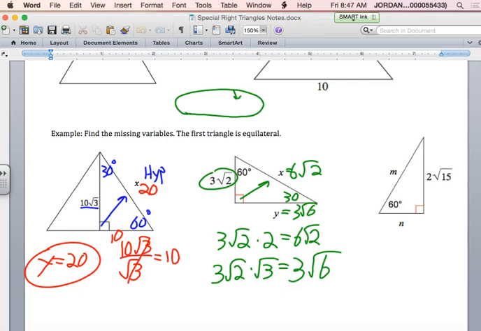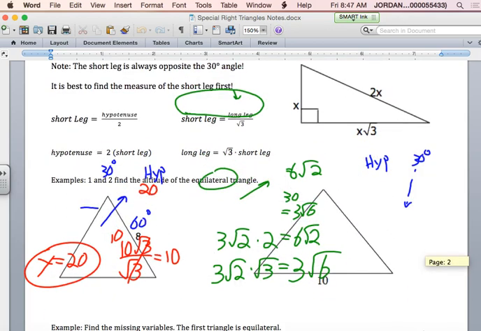Let's look at this last one. So far, they still haven't been too bad, so hopefully this last one is easier. So we see this has got to be our 30-degree angle. This is our hypotenuse, and the one across from 30, right, this is our short side. So we need to find the short side first. We're given the long leg. So when we're given the long leg and we want to find the short leg, we need to divide by the square root of 3, right?